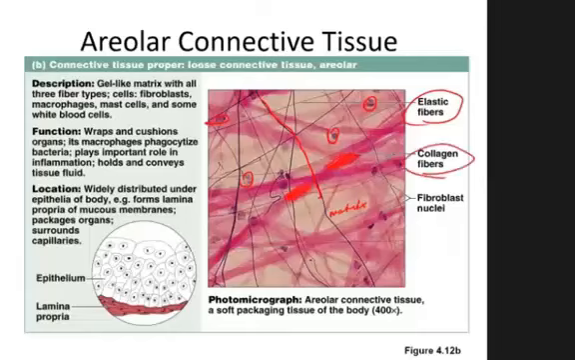You usually see this type of areolar connective tissue underneath epithelium, or it wraps and cushions organs. That's areolar connective tissue. So that's actually where you would see it. So this is going to be areolar.